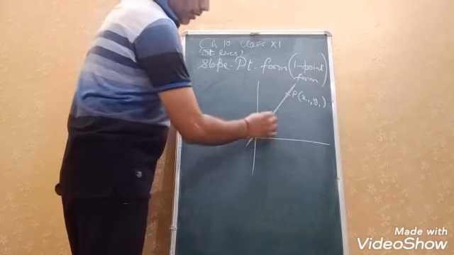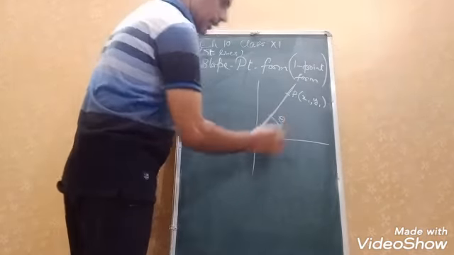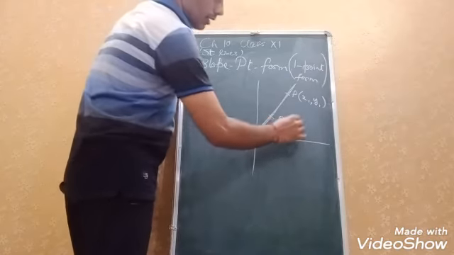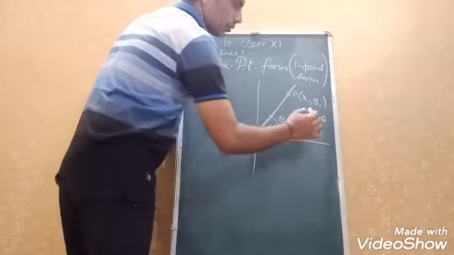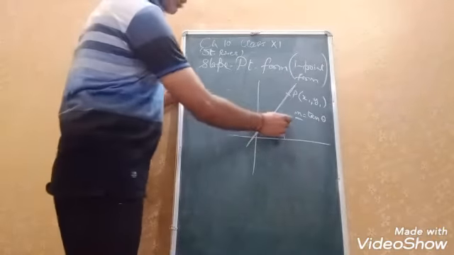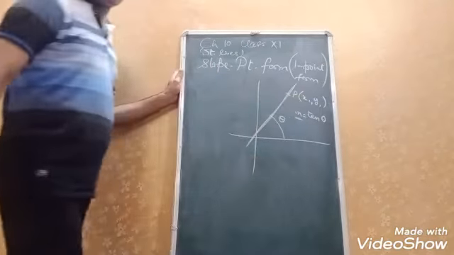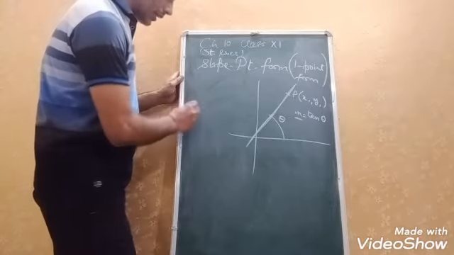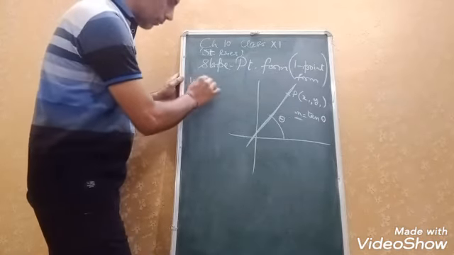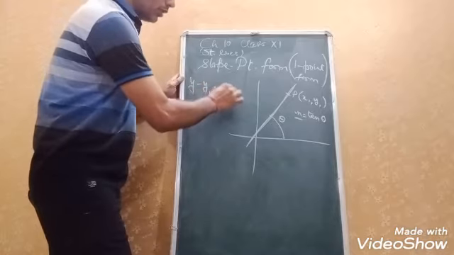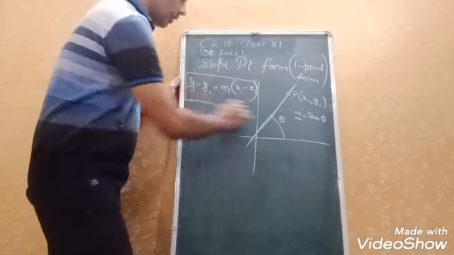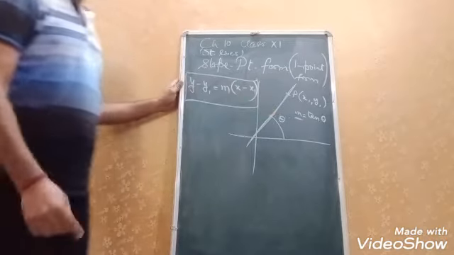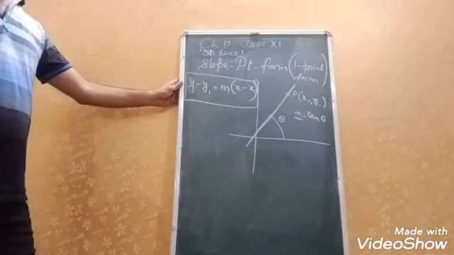Slope point form, so we must know the inclination theta, getting m is equal to tan theta will give you the slope. Now I got the slope and the point on the line, so this line may be written in slope point form as y minus y1 is equal to m bracket x minus x1. This will be called slope point form or one point form of the line.